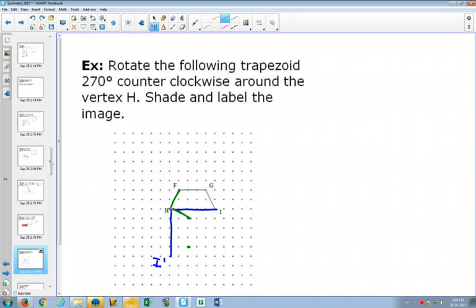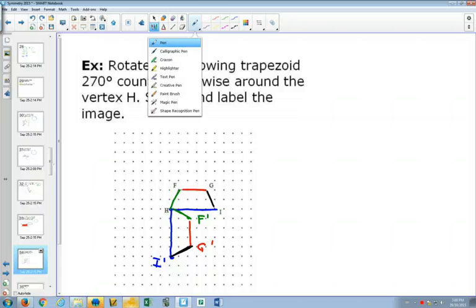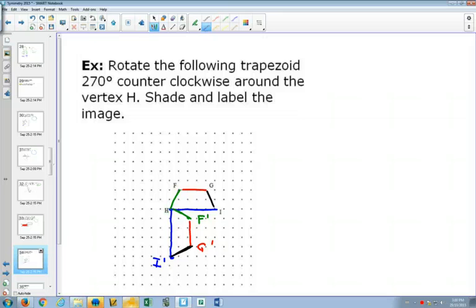Counterclockwise, 1, 2, 3, 4. It'll end right like that. 2, 3, 4, 5. And we would label that point. Then this F to G has a length of 3. So you go 1, 2, 3 down to there, and that's where G prime would be. And finally, G to I would end up being right there. If you wanted to shade your final one, pick a nice color, shade it in.